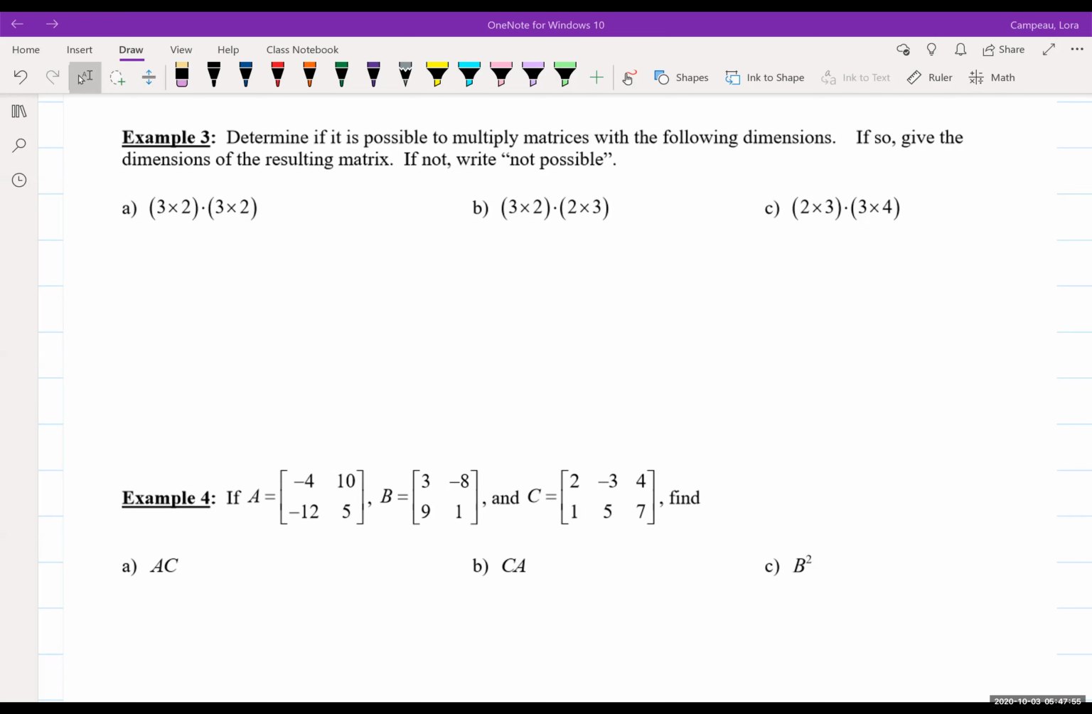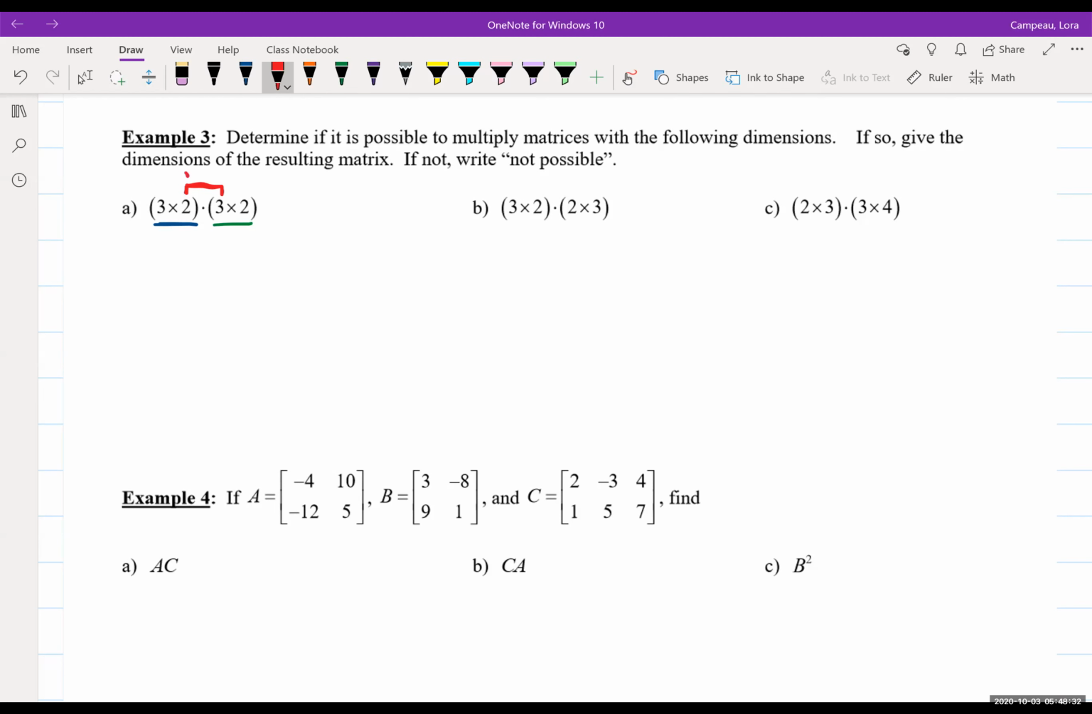Not so horrible if we have to do it with the TI, but this is definitely a good exercise to start with. So looking at this example, we're just asking ourselves, if we have a matrix that's a 3 by 2, and you want to multiply it by another matrix that's a 3 by 2, is this possible? First thing, I always like to see if the inner two elements are the same. The number of columns in the first matrix has to be equal to the number of rows in the second matrix. And notice that they are not the same.